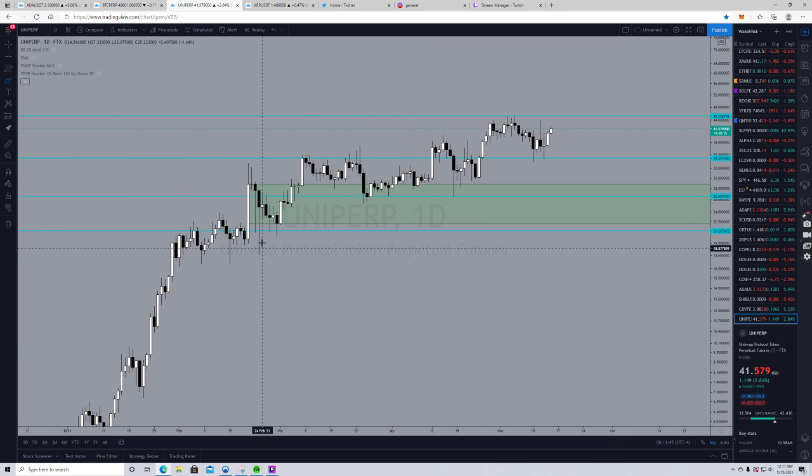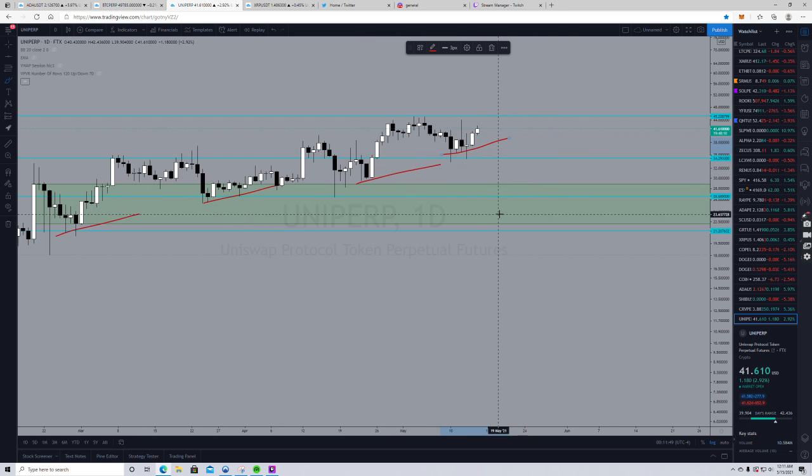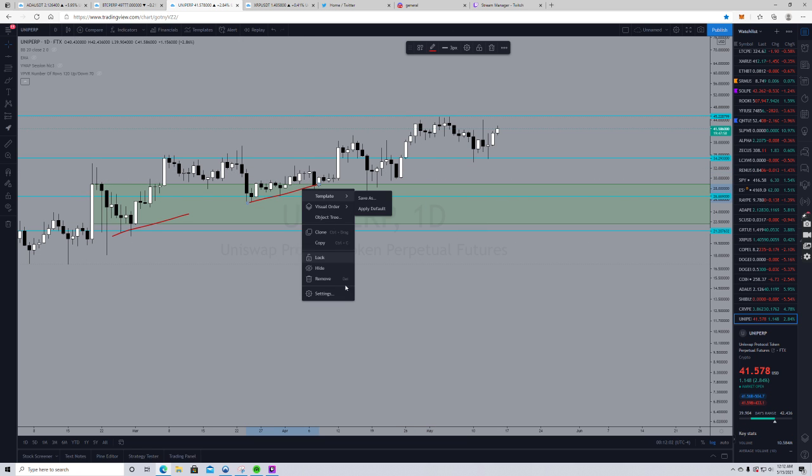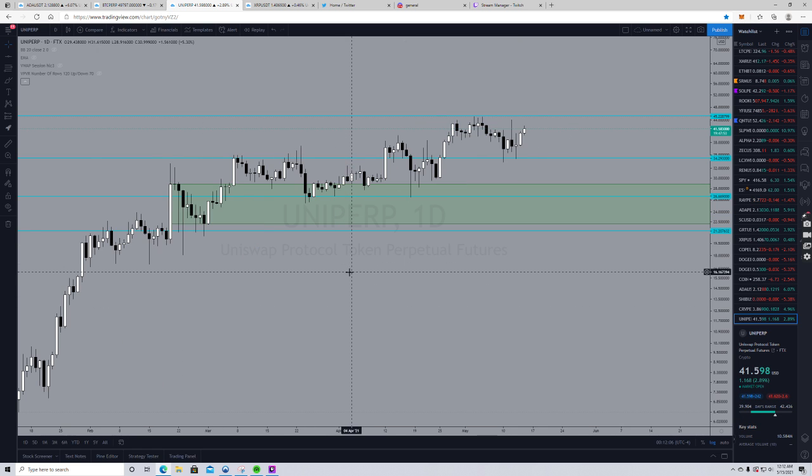But like I said, we have low, higher low, higher low, higher low. Everything looks good with Uni so far. We don't see any signs of a top yet, which is good. Like I said, I think altcoins are looking good right now relative to Bitcoin.